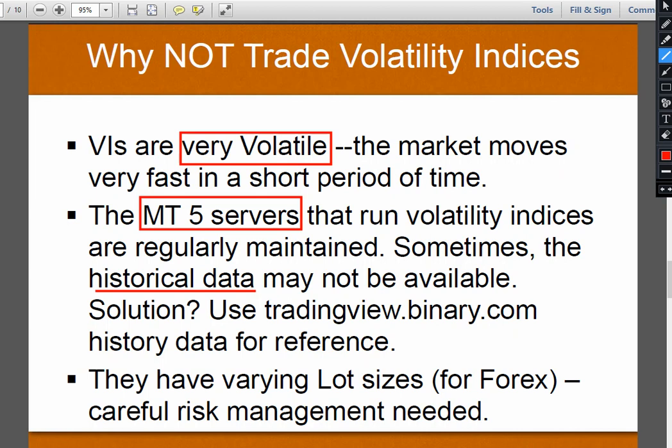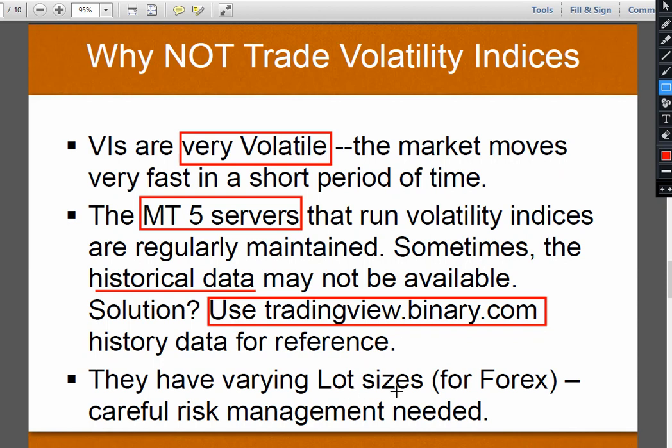But that's not a big problem, because if you want to access history, you can use tradingview.binary.com. That's a web application. You access that through your browser. You can type tradingview.binary.com. You should be able to see the same thing you would see on binary.com's MT5, the one you can install on your computer. So that's not a serious disadvantage, actually.